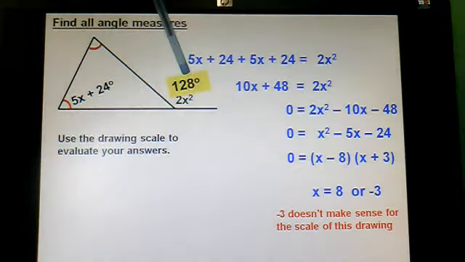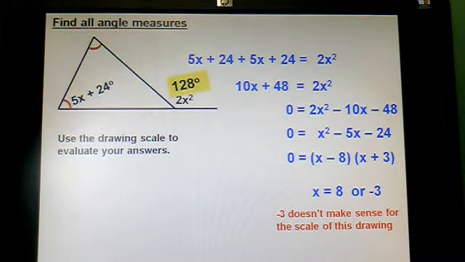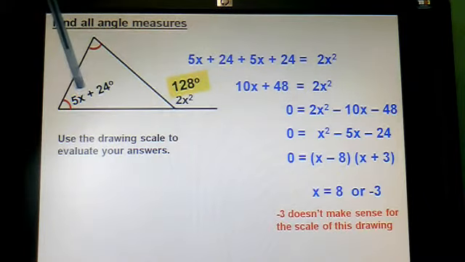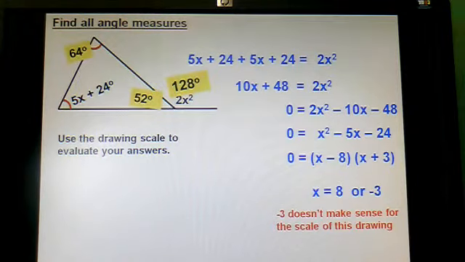Like I said, if you plug the 8 in, you get 128 here. Subtract from 180 to get this one, and you get 52, I think. Plug the 8 in over here. 8 times 5 is 40. 40 plus 24. You get 64. And of course these are congruent, so they're both 64. Done.